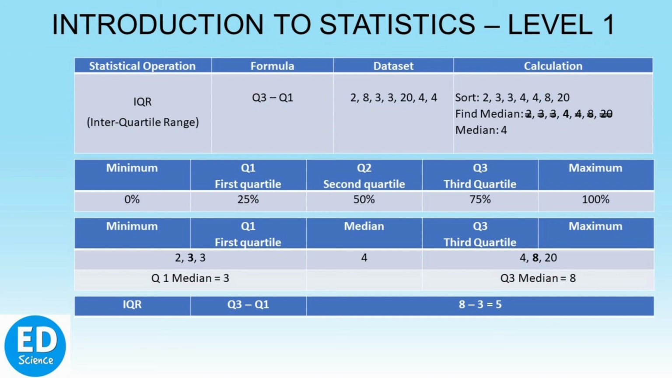In the first quartile of our data set, we have the numbers 2, 3, 3, starting with 2 as the minimum. In the third quartile of our data set, we have the numbers 4, 8, 20 with 20 as the maximum. Next, we proceed to find the median of the Q1 data set. In Q1 data set, 3 is the median. Similarly, we find the median of the Q3 data set, which is 8. Now we have the Q1 median and Q3 median. All we need to do is subtract Q1 median from the Q3 median. So we subtract 3 from 8 and we get the IQR of 5. So 5 is the IQR of our data set.